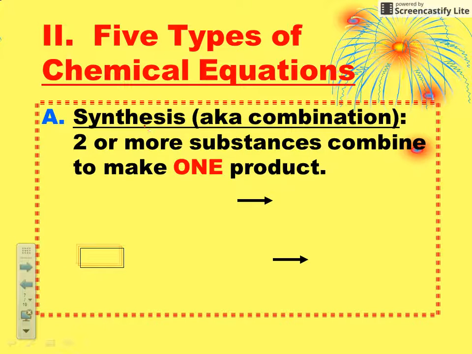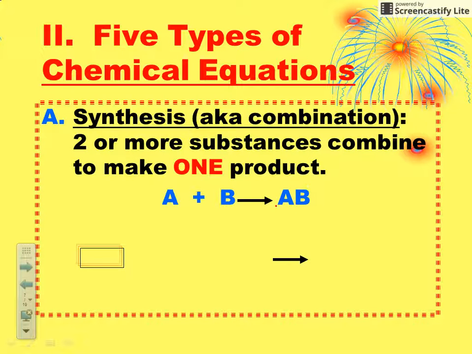The first type of chemical reaction is called a synthesis reaction. These are also known as combination reactions. The definition is 2 or more substances combine to make one product. This is the only type of chemical reaction that has only one product. So here you see A plus B yields AB.